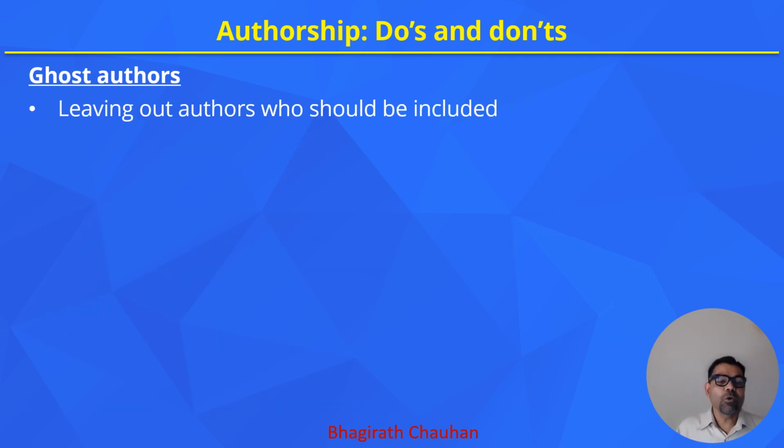Now, ghost authors. This means leaving out authors who should be included. For example, you start some trials in 2024 this year, and you have some people who are helping you in those trials, and they are helping you write the methodology. Maybe 2-3 years go by, and that person has transferred, or you don't have a good relation with them now, and when it's time to write that paper and you submit, you exclude their name. So that's ghost authors. That's not really acceptable.